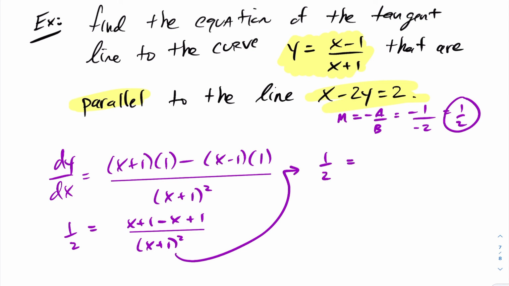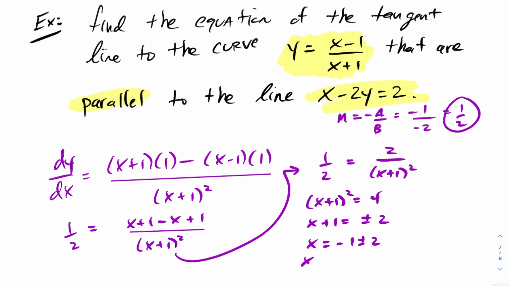Continuing, we have 1/2 equals 2 over (x plus 1) quantity squared. Multiplying across, (x plus 1) squared is 4. X plus 1 is plus or minus 2. X is negative 1 plus or minus 2. So we take on two values here, negative 3 and 1. So there's two x values whose tangent equations have slopes of a half on this curve.